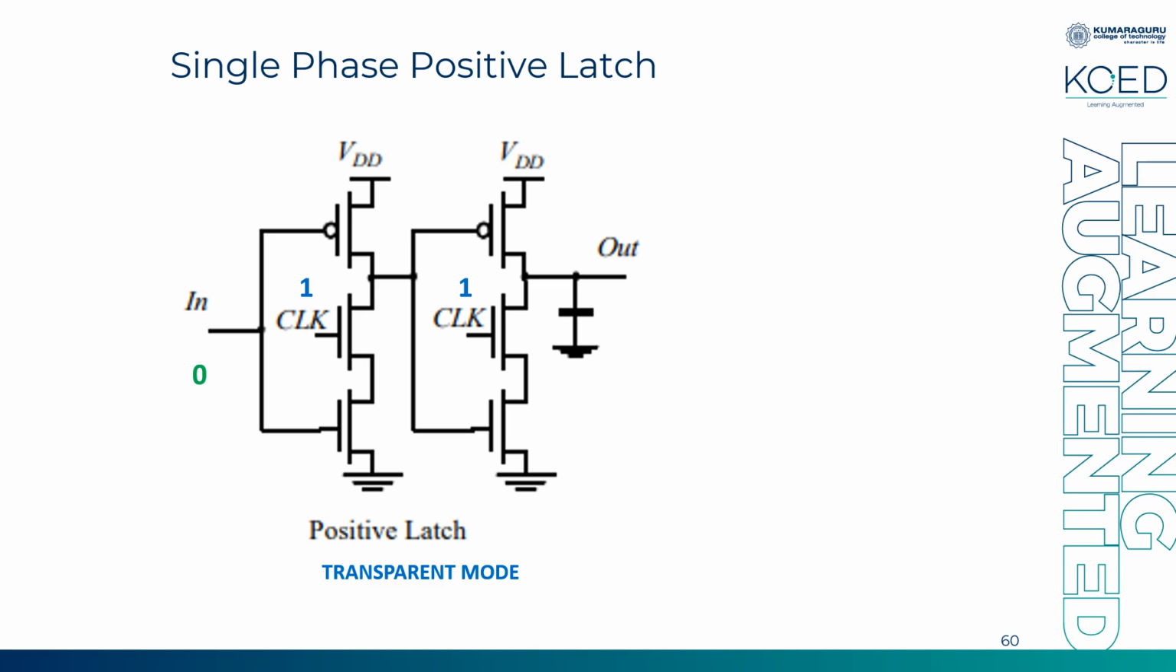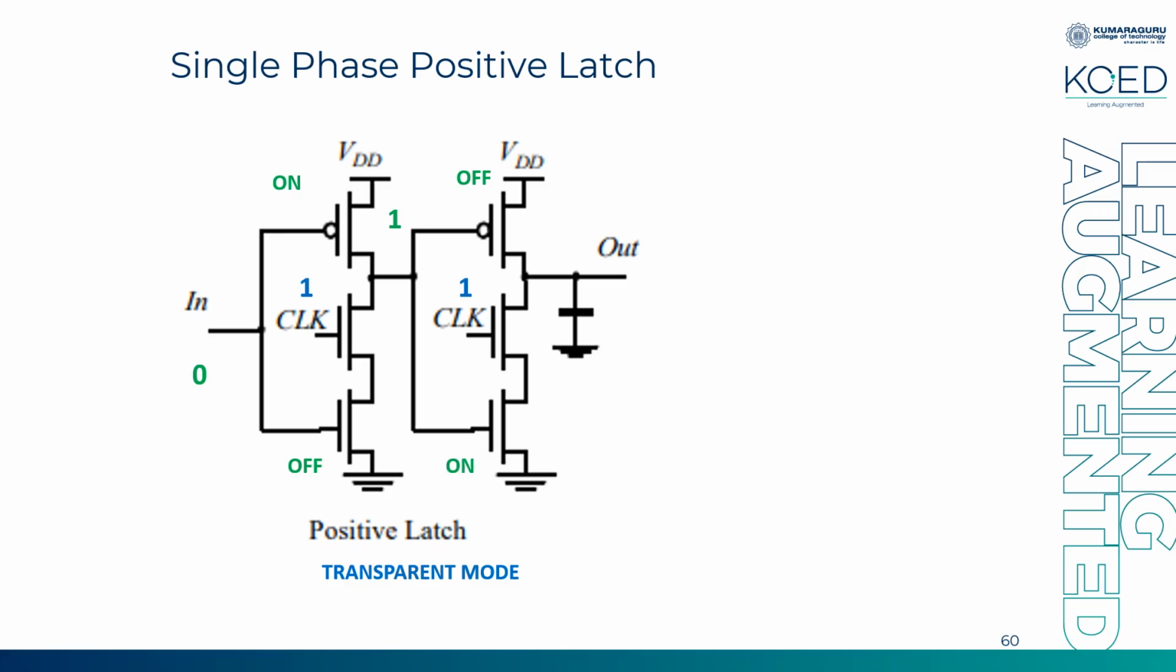Okay, clock is equal to 1 and input is 0. Input 0, now PMOS is in on condition, NMOS is in off condition. So PMOS on, what happens? There is a path from VDD to output, so it pre-charges and the output will be high. Okay, so this high output will turn off my PMOS in the second inverter, and NMOS will be in on condition.